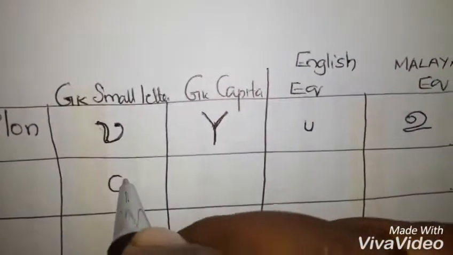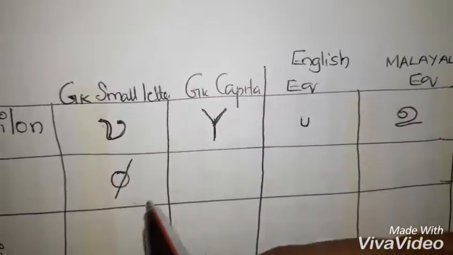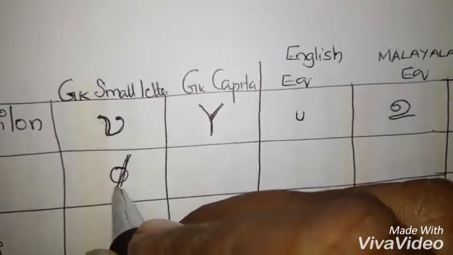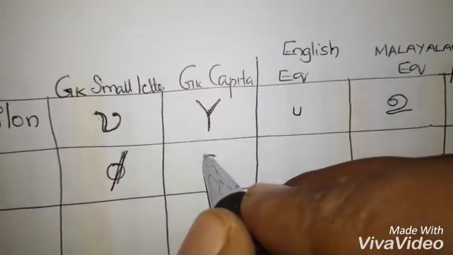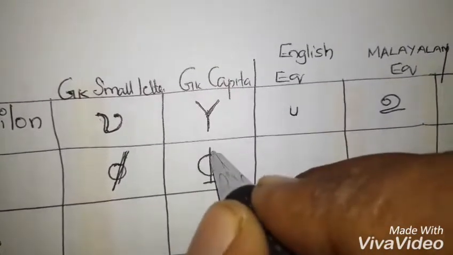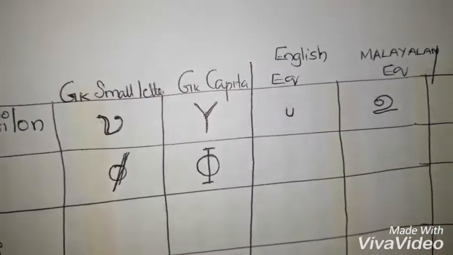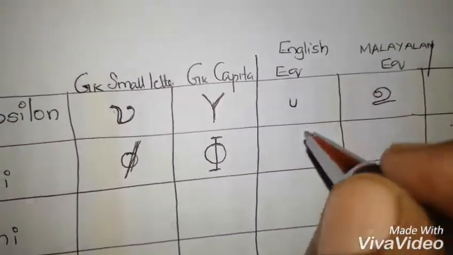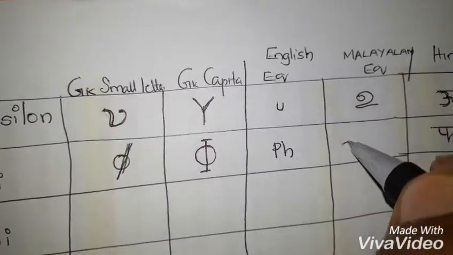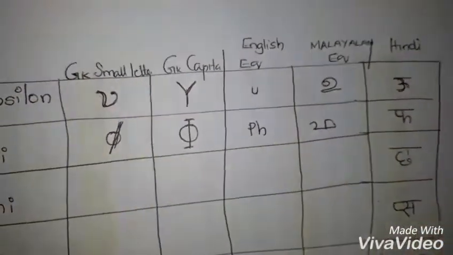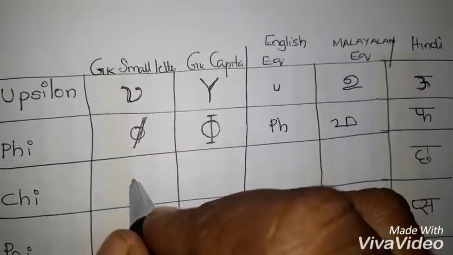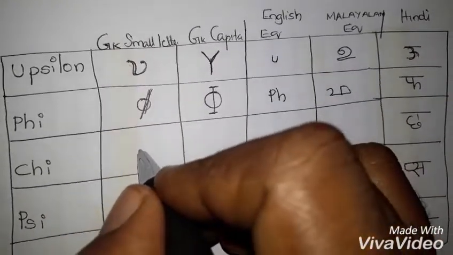Phi we write like this, with a slash. It can be in the front or the middle also. The capital letter phi: remember, a big round and then giving the mark. So the English letter is ph. In Malayalam we say fa. Hindi also fa.